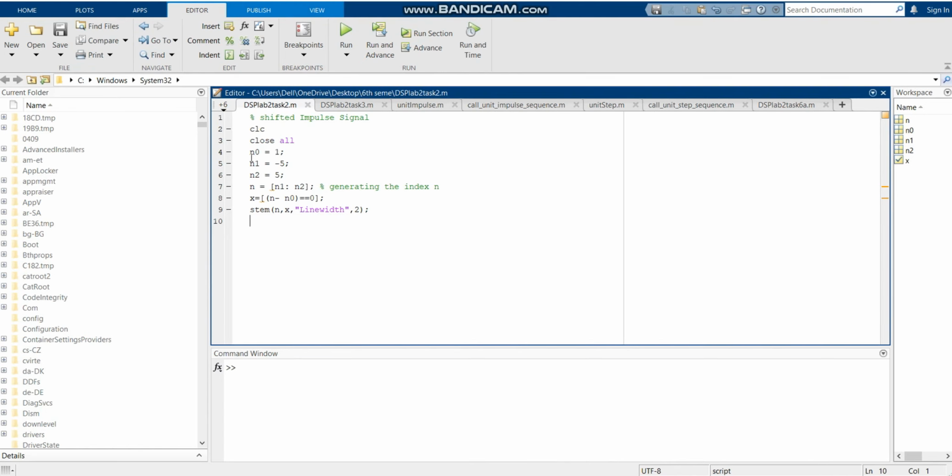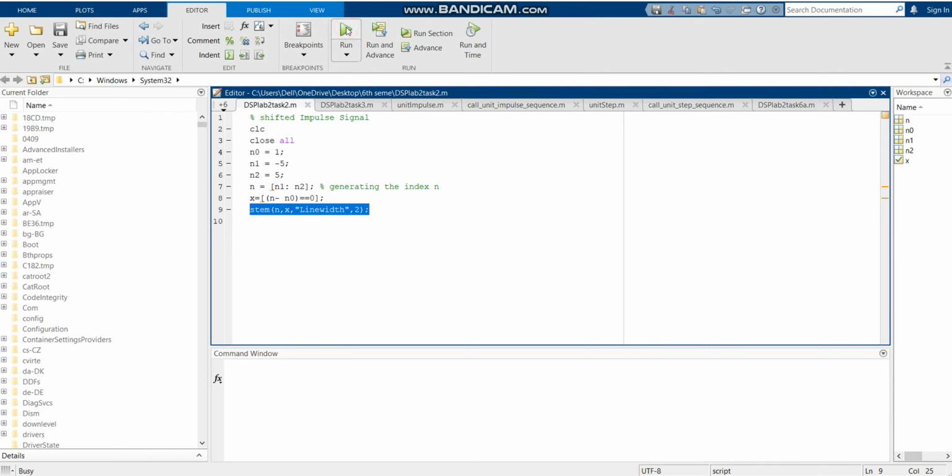n0 = 1 is the index at which the shifted impulse exists. n1 and n2 represent the starting and ending indexes of the x-axis, and n = n1:n2 represents the discrete values within the specified range. And x = (n - n0 == 0), where each element is 1 if the corresponding index is equal to the specified shift n0, which is equal to 1, and 0 otherwise. The stem function is basically used to generate a discrete impulse signal at the index 1.